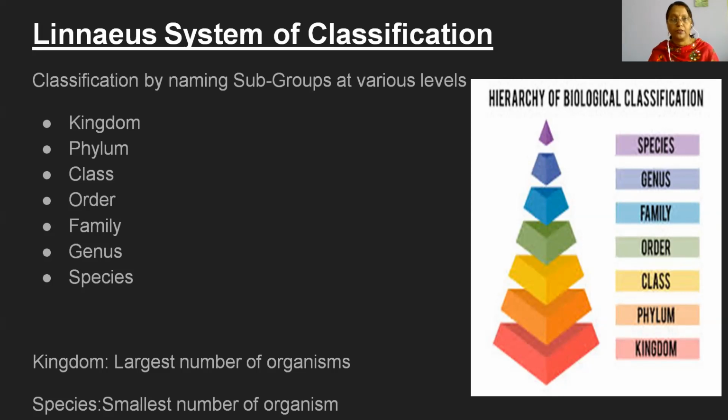Now, what is species? Species is a group of organisms that are similar enough to breed and perpetuate. So, from this hierarchy of classification, we can see that kingdom contains the largest number of organisms with more variations or differences. And from the picture, this is also clear that species has the smallest number of organisms with less variations or differences.